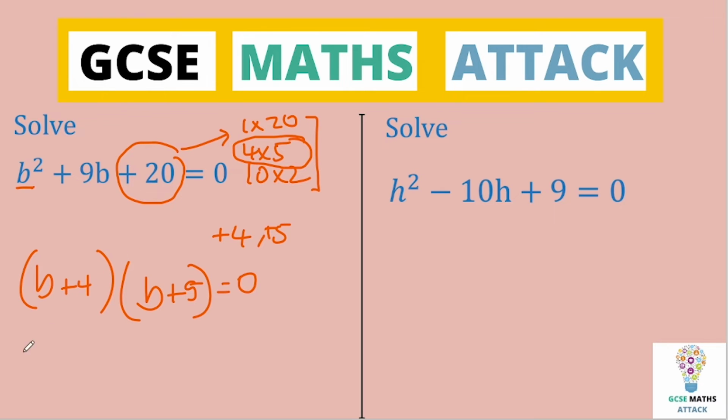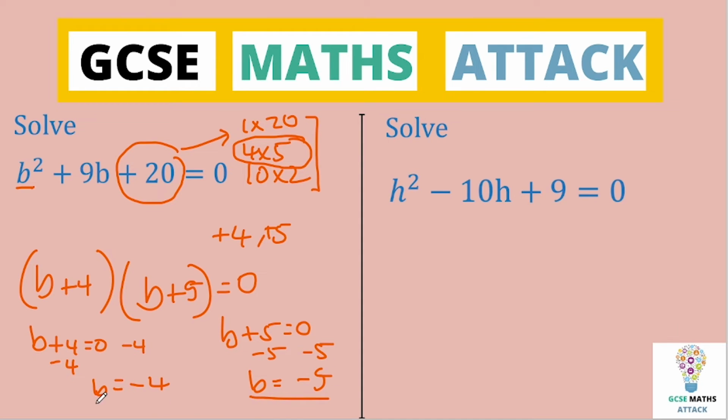Okay, so I'm going to equal both of the brackets to 0. B plus 4 equals 0, and b plus 5 is also equal to 0. I'm going to minus 4 from both sides. I'm going to minus 5 from here. I am left with b equals minus 4, and here I am left with b equals minus 5. And those are your two solutions to the equation.